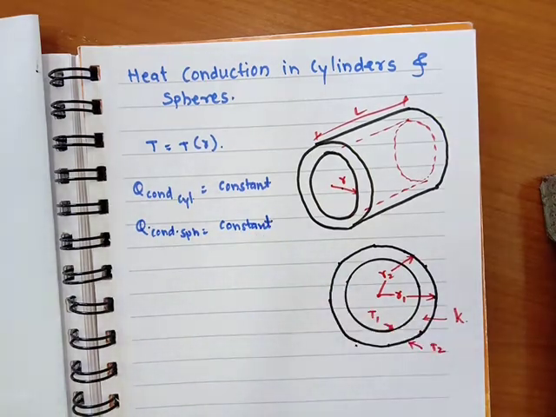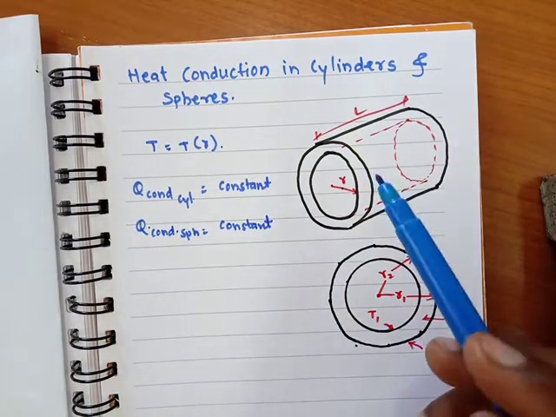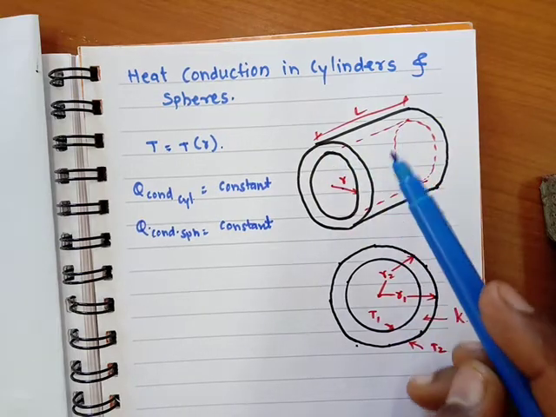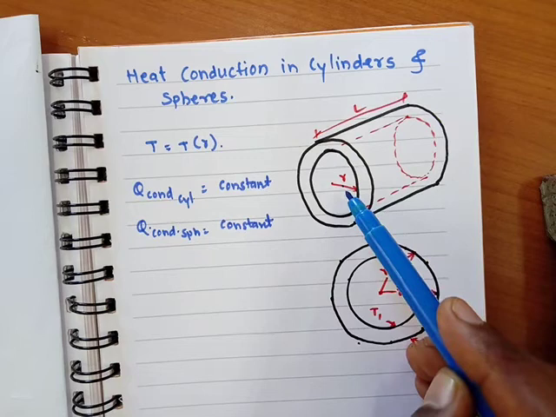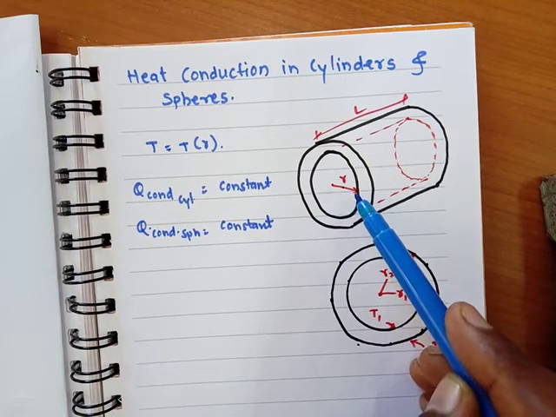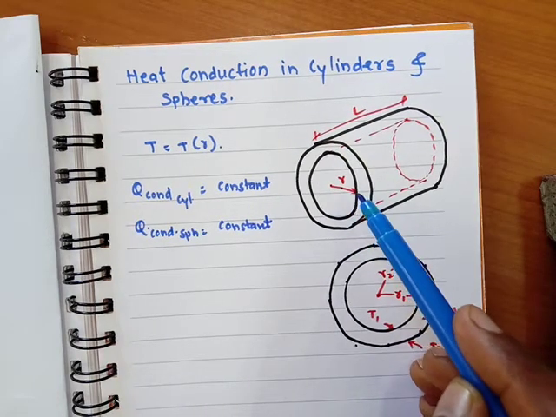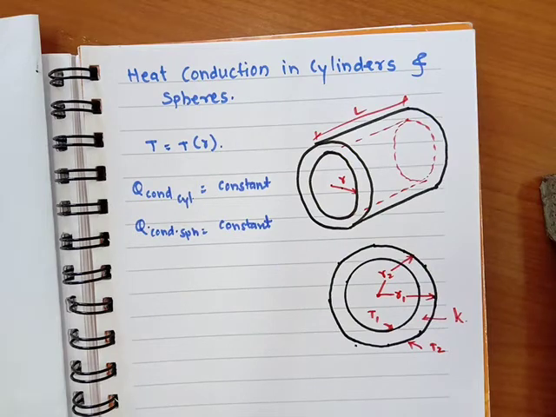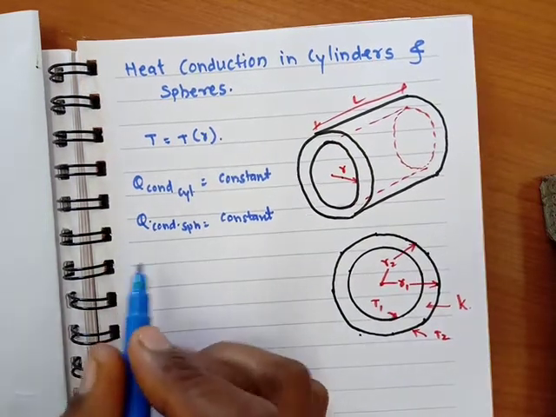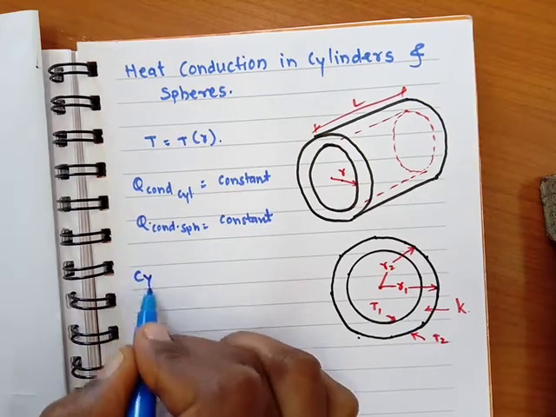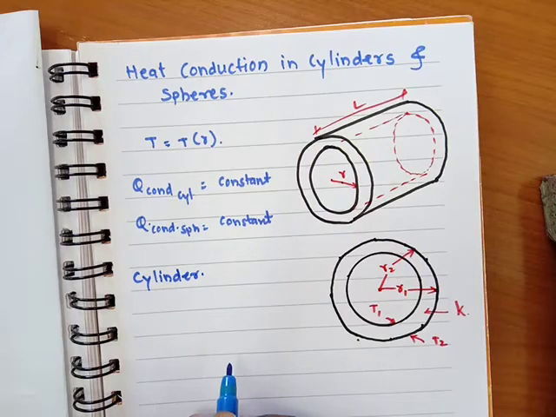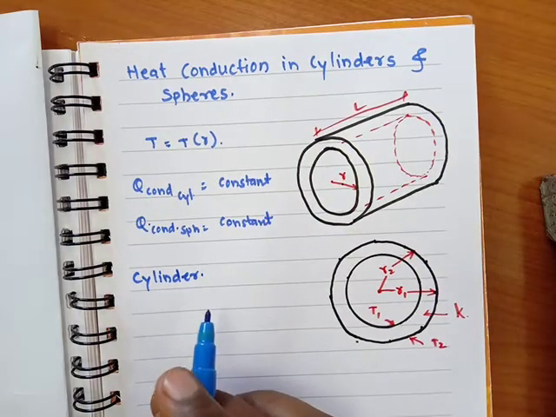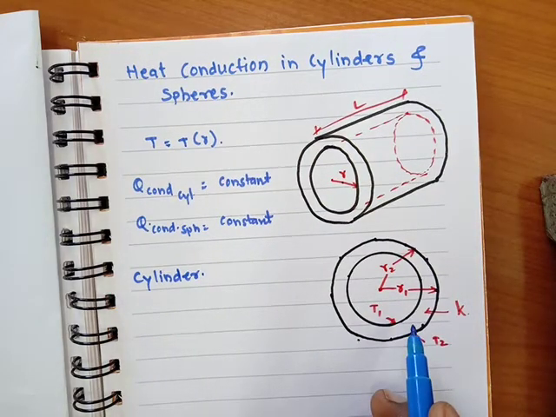Here we have considered a cylinder which has length L and internal radius R. So temperature is varying according to the radius. Now we'll apply the Fourier law of heat conduction for this cylinder. First we will solve for the cylinder. We have considered the figure here.